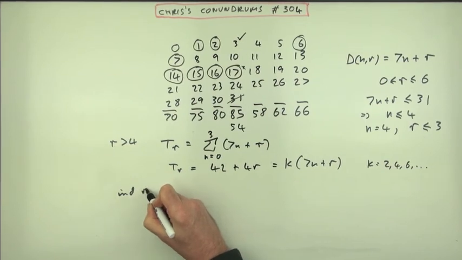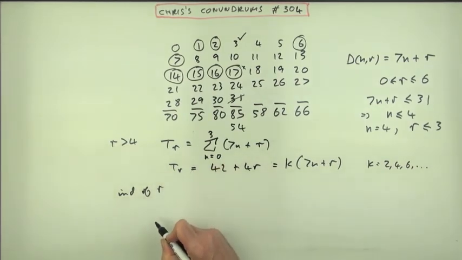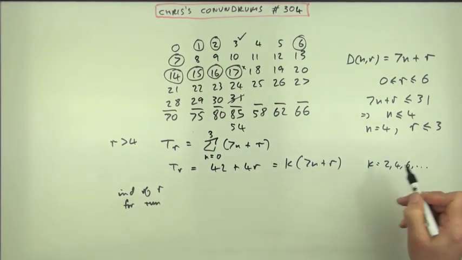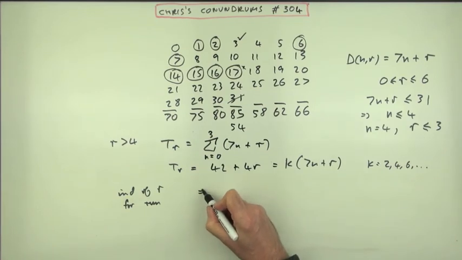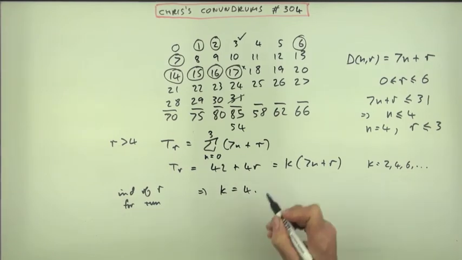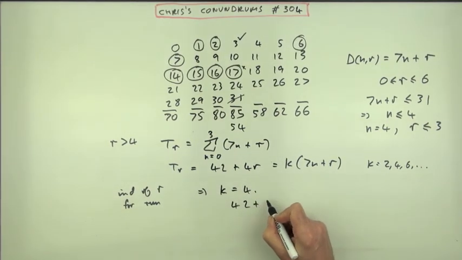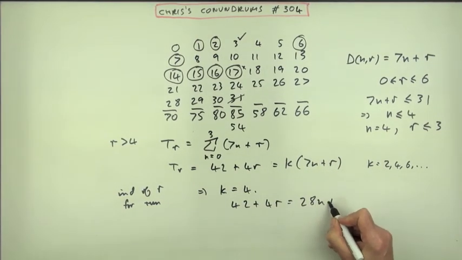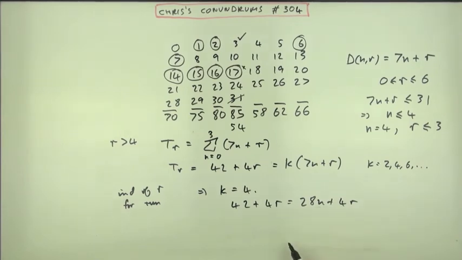But to be independent of r, to get a run of days, so no matter what r is, the days will all work. That means I'll have to take k equal to, because I want the 4r to cancel out, k would equal 4. So that means I've got this. I've got 42 plus 4r equals, and if k is 4, that'll be 28n plus 4r. And of course, there's no solution for that. There's no solution where n has to be a whole number. So that means there's no consecutive days, or no complete run of consecutive days.